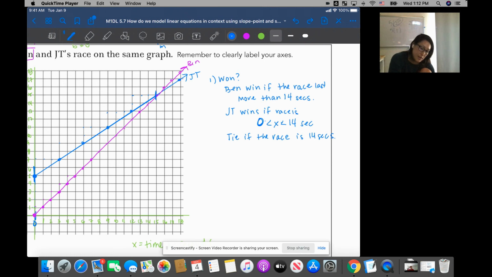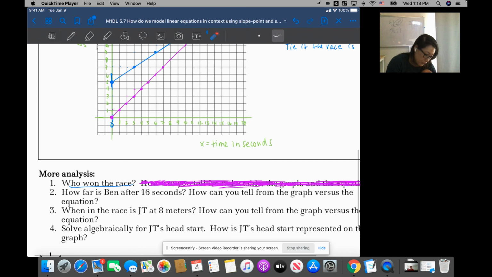Okay. So this means that if the race lasts for anything above 0 seconds, but less than 14 seconds, okay, so 13.99999 seconds, JT still wins because his line is above Ben's. Okay, their lines meet at 14 seconds, and then after that, Ben is ahead, or he's traveled more distance because the line is above.